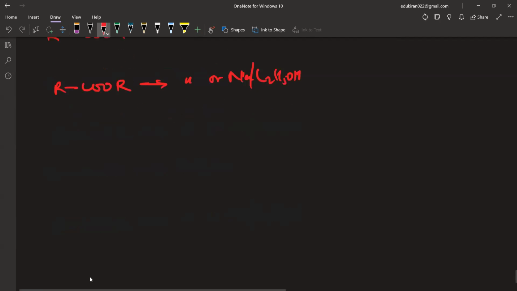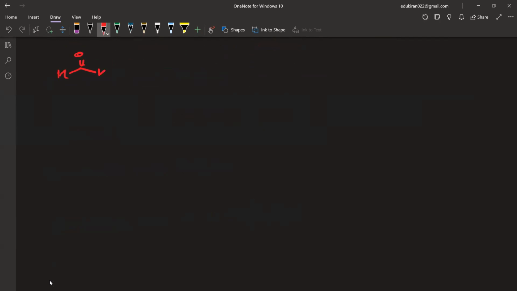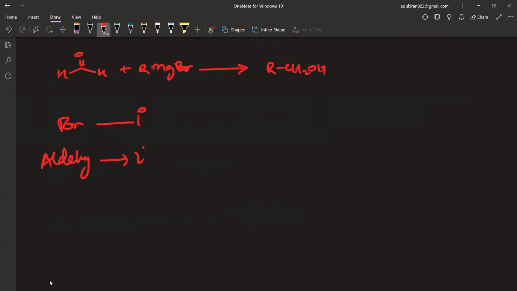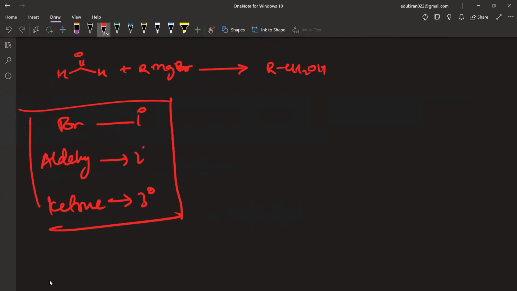Then the important thing that we looked at today was if we have a carbonyl compound plus RMgBr, then I'm going to get RCH2OH. So formaldehyde gives 1 degree alcohol, any other aldehyde gives 2 degree. And if you have ketone, then it is going to give you 3 degree alcohols. So that was the main point of today's class.